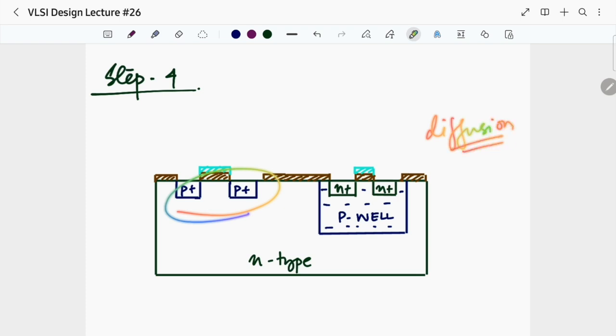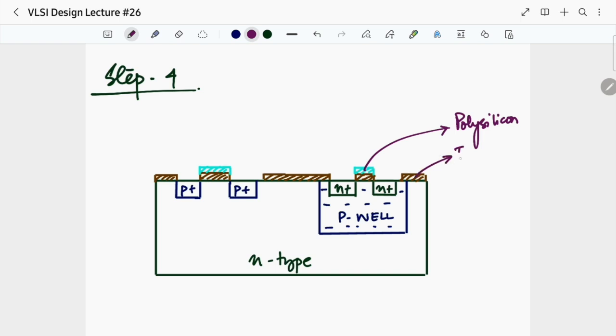That means now that I have the location where my N plus pockets should be, I will bombard the dopants over here and I will create the N plus pockets here. Alright, so apart from that, what do we have? What do we still have? We still have the polysilicon with us.